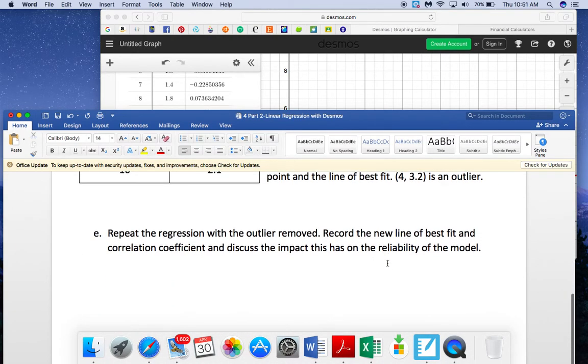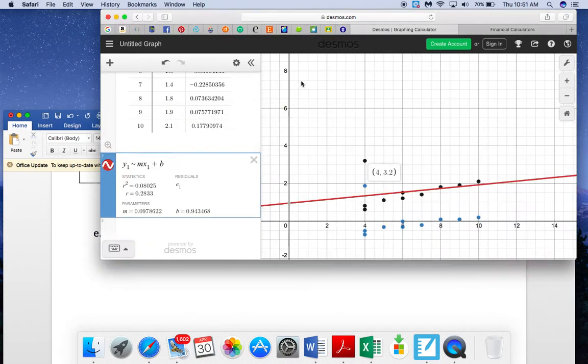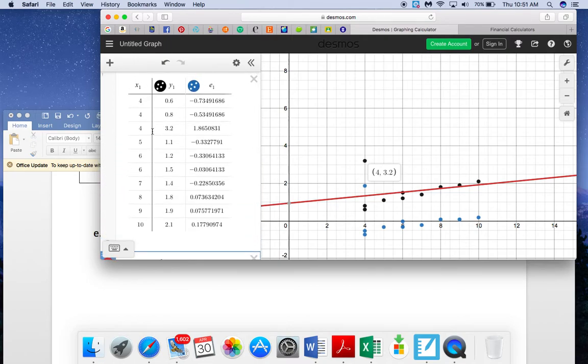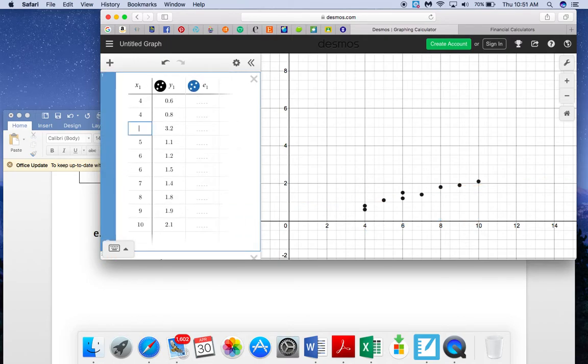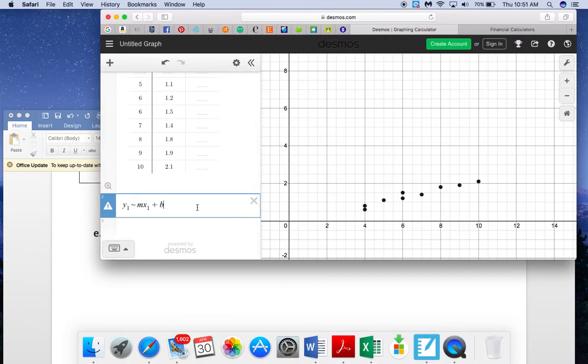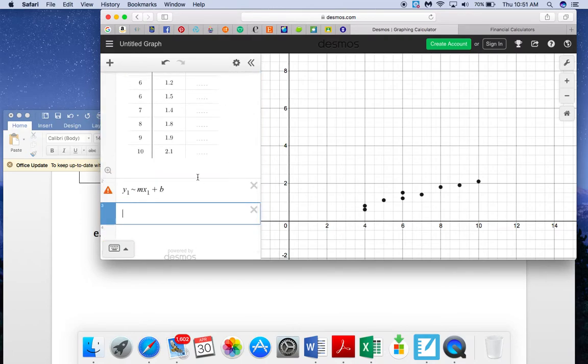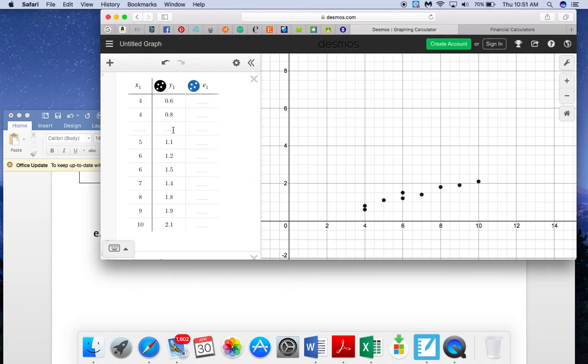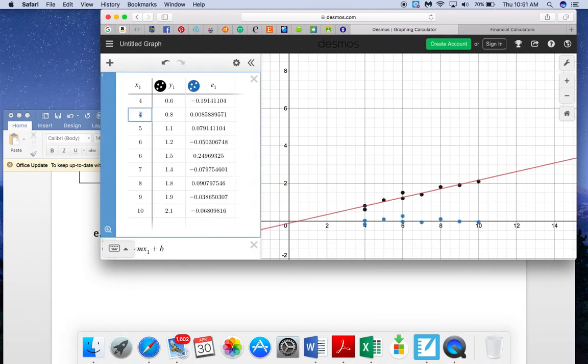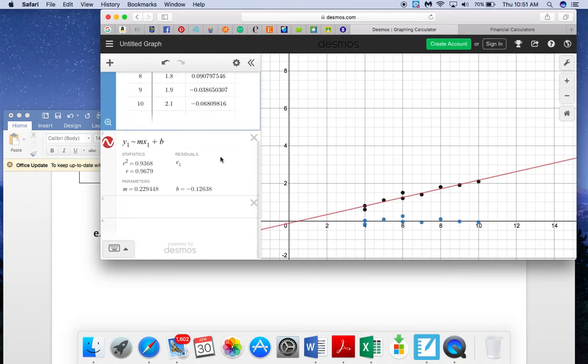Okay, then it says, let's take that point out since it's an outlier. To do that, you need to go to your table and physically take that point out. Okay, and then if we take that point out, oh, that's interesting. What's happening here? I take that point out. Then notice what happened to our R value. It got a whole lot stronger.